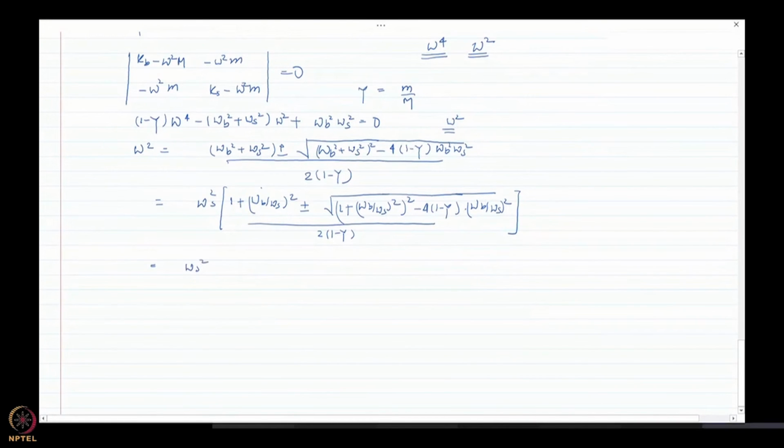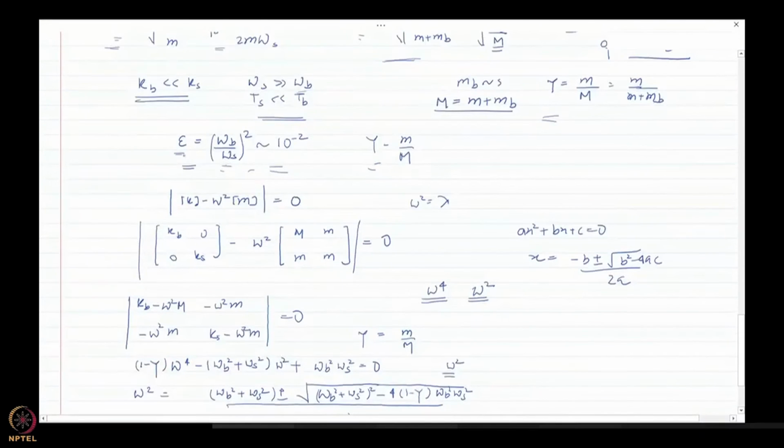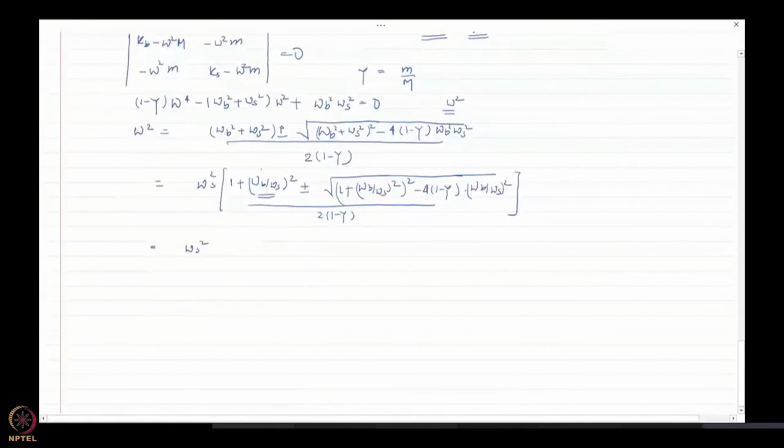So this is omega s square. Now what is this term here? This is my zeta that we had used, right? So I will write it here. First let me write down all the terms, then we will start to make approximations. Okay, 1 plus epsilon square minus 4 times 1 minus gamma times epsilon divided by 2 times 1 minus gamma.